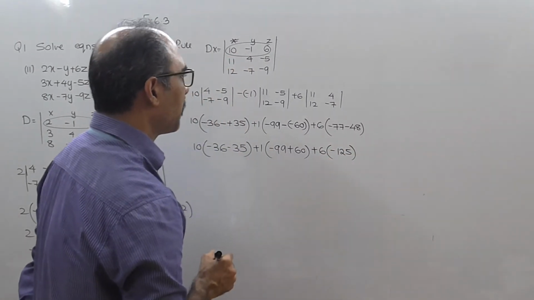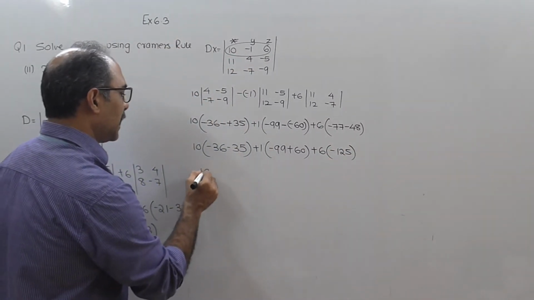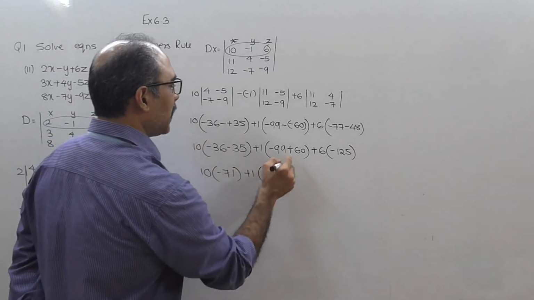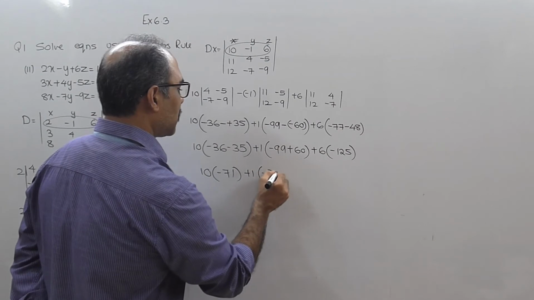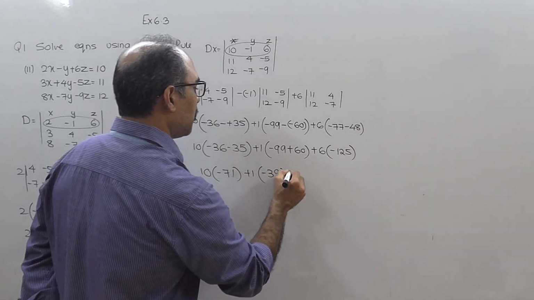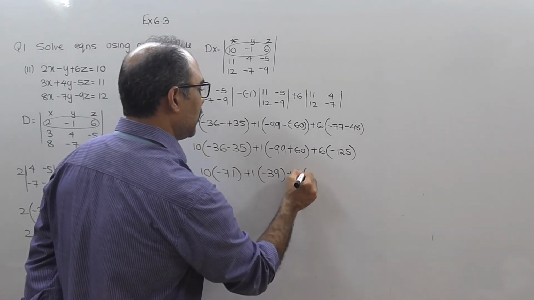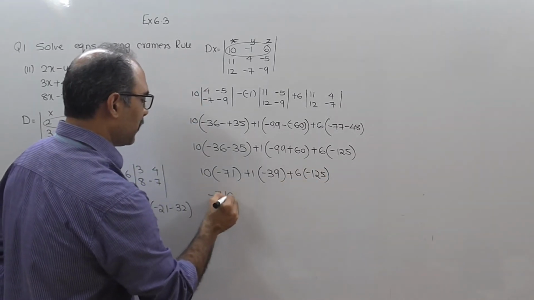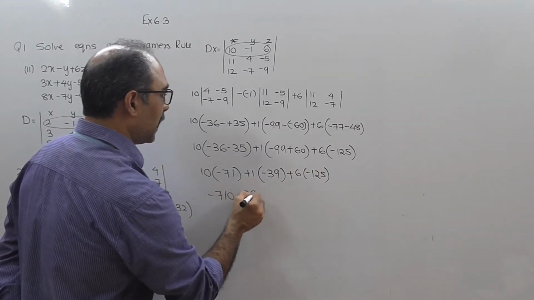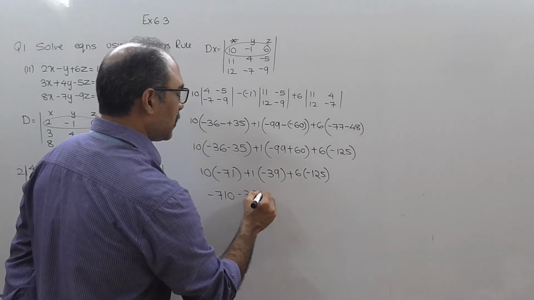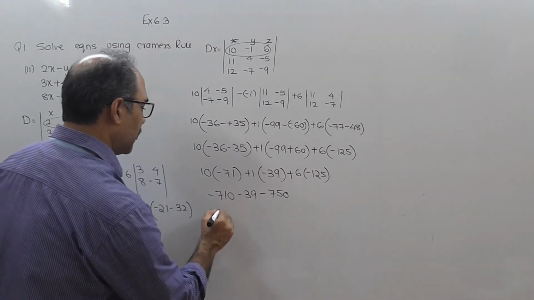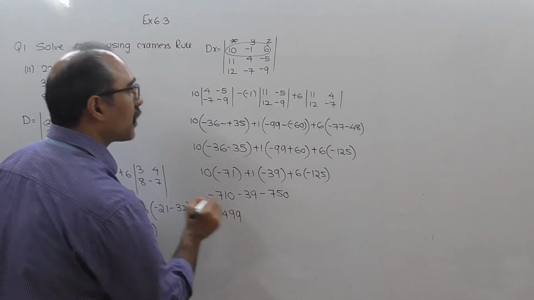minus 125. Okay, so this is 10. This is probably minus 71, this is plus 1, so this will probably come to minus 39, plus 6 into minus 125. I think this is minus 710, this is minus 39, and I think this is minus 750. The answer for this is minus 1499.